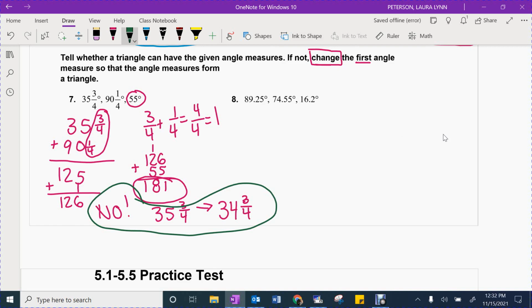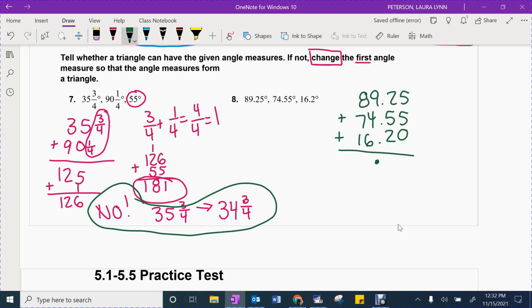Now let's go to question 8 and let's add these decimals. 89.25 plus 74.55 plus 16.2. When you're adding decimals, you need to make sure your decimals are lined up and fill in any missing numbers. So here in that last one, 16.2, I need to add in a filler of 0. Bring down your decimal, and you just add like normal.